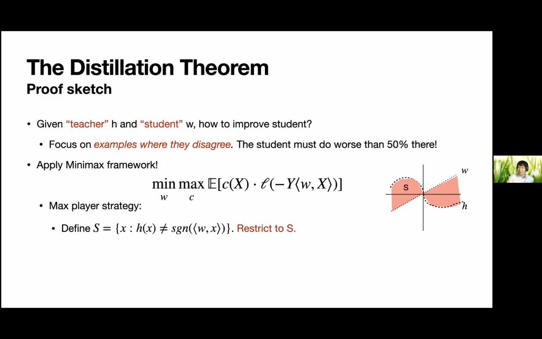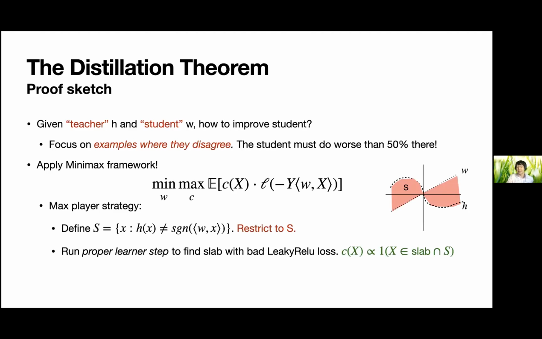Pictorially, there's some complex hypothesis and you have your simple hypothesis. And this set basically looks like S in the picture. Then once you restrict to that, you just run the proper learner step, like search for a slab and do a gradient step. And essentially the same kind of proof. Because the student is just doing so badly on that set, essentially the same proof that I showed you is going to show you're going to make a lot of improvement. And within a small number of steps, you're going to get W to be as good as your original improper hypothesis, H.